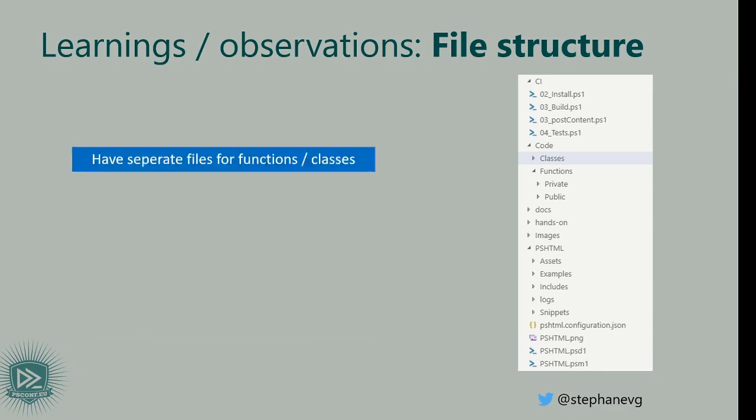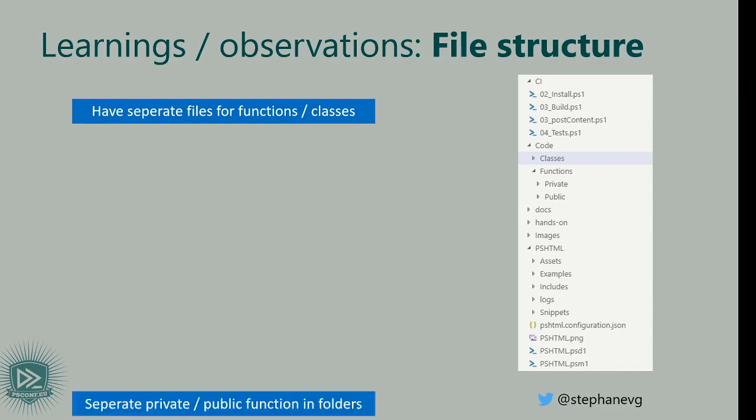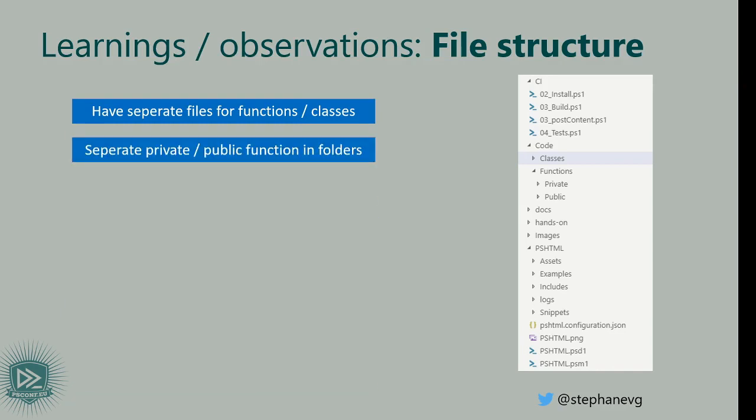So, one, have separate files for functions and classes. Separate private and public functions in folders. We can see it on the right. Underneath classes we have functions, and in there we have private and public functions. I would recommend you guys go and have a look at the talk from Chris Gardner. I forgot the name of the talk, but he's really explaining how to structure your module. And he does it also talking about classes. He's also recommending separating private and public functions and classes, at least in development.